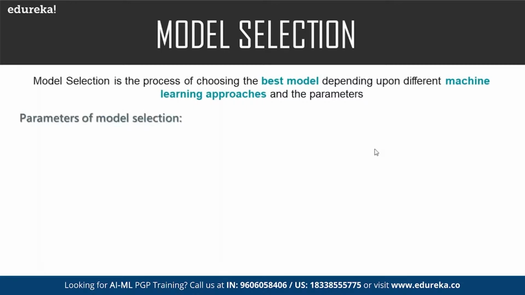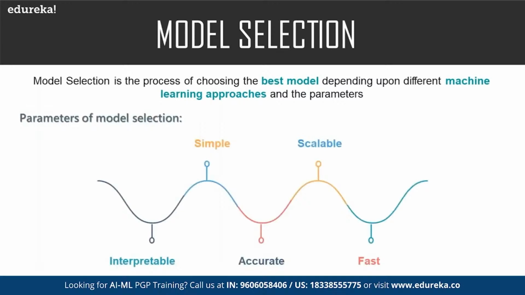The parameters of such model selections, or rather how we are going to yield the result through such a model. So, are the results interpretable, or simple, or accurate, or scalable, or fast? How fast it is, and how far we can scale that model. And again, that is a part of the modeling process, as we say.